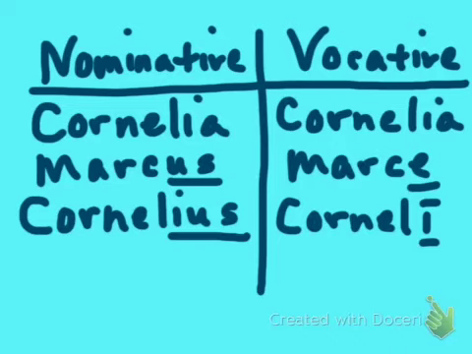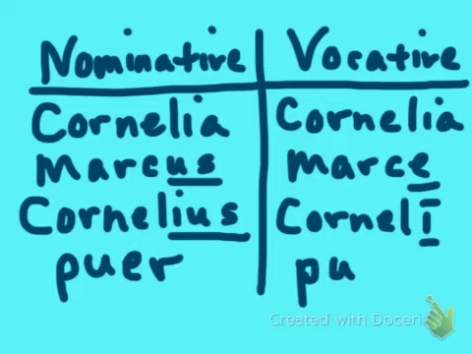And really any other ending besides US or IUS is going to just be the same. So, for example, puer. If I said, "Boy, what are you doing?" Puer also is just puer. So really it's just the nouns that end in US or IUS that change. And these, notice, are all singular examples.